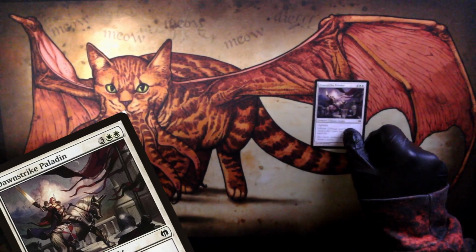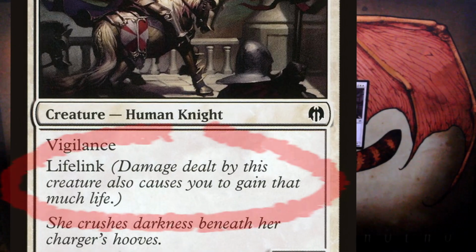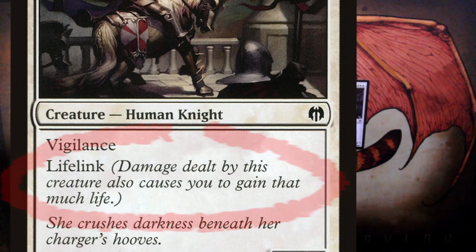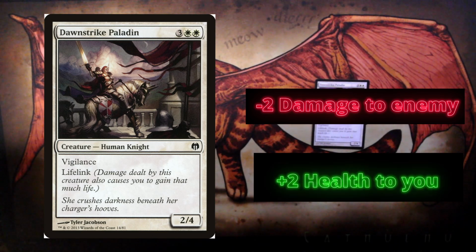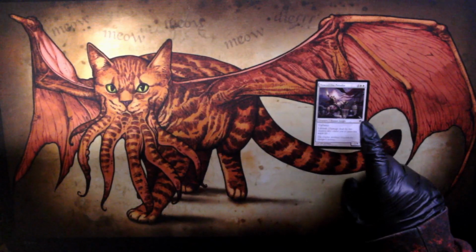This Dawnstrike Paladin has Lifelink. We can see on the card that it means damage dealt by this creature also causes you to gain that much life. So, if Dawnstrike Paladin does 2 damage, you will gain 2 life. There's not much more to say, but life gain is very strong in Magic. Don't underestimate the Lifelinkers.